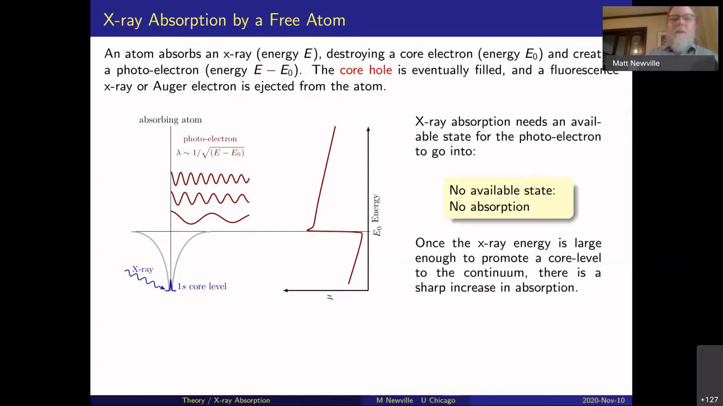So below this 1s energy, below the edge, we see very little absorption because there's no available state for that core level to transition to. All of the valence states below the continuum are filled. There are no empty states to which it can go. So once the energy becomes higher than its core level binding energy, then there are lots of states it can go into, and so you see a huge jump in absorption. That's basically to hammer home this idea that in order for there to be absorption, there has to be a state for that photoelectron to transition into.